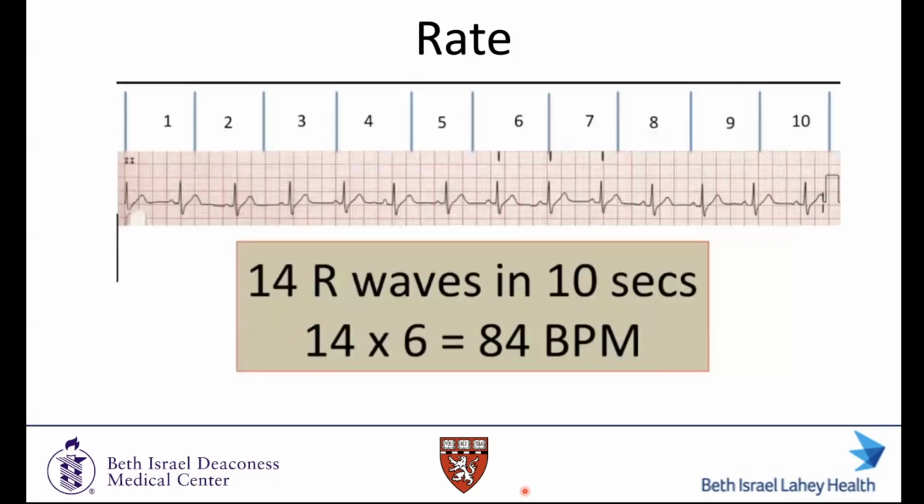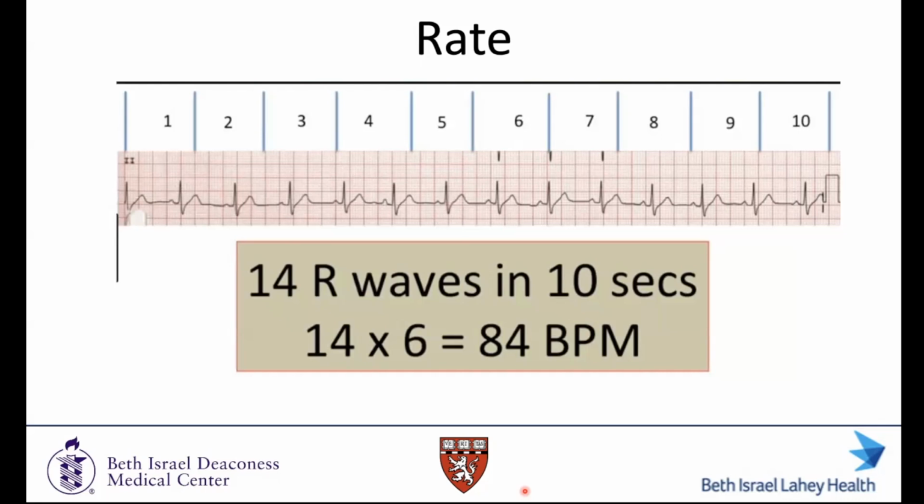The other method you can use is utilizing the rhythm strip, which is a total of 10 seconds. So if you count the number of QRS complexes and multiply that by 6, that also gives you the rate. This is helpful if your rhythm is irregular and there isn't a consistent RR interval.